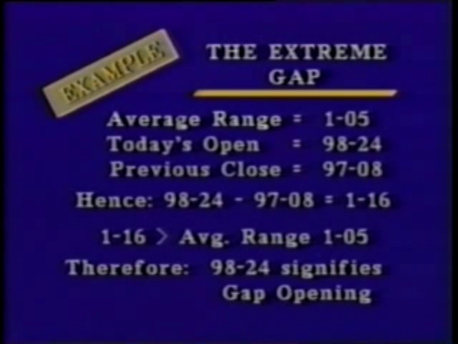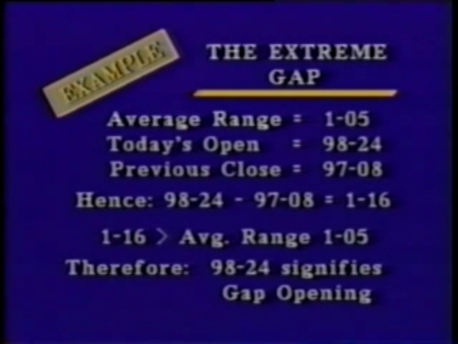Now here's an example of the extreme gap. And again, I want to stress that you're not going to see this trade very often. But when you do, it's a golden opportunity, and you should be prepared to jump on it. This example is in the bonds, and we'll work through the numbers here. The average range is 1 and 5/32. We know this because we know how to calculate the average range over the past 10 days.